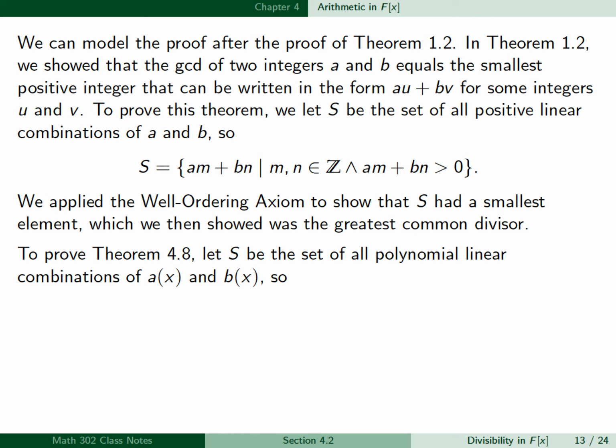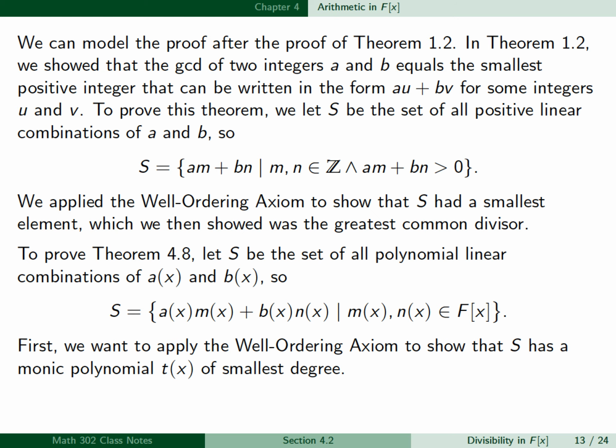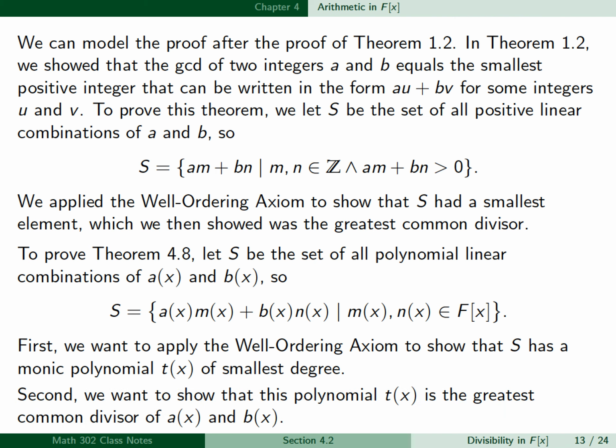To prove Theorem 4.8, we'll let S be the set of all polynomial linear combinations of a(x) and b(x). So S will be the set a(x)m(x) plus b(x)n(x), as m(x) and n(x) range over all elements in F[x]. First, we want to apply the well-ordering axiom to show that S has a monic polynomial t(x) of smallest degree. And second, we want to show that this polynomial t(x) is the greatest common divisor of a(x) and b(x).